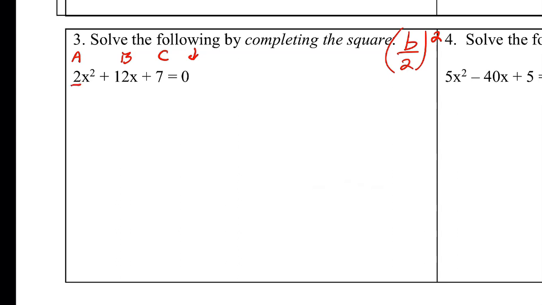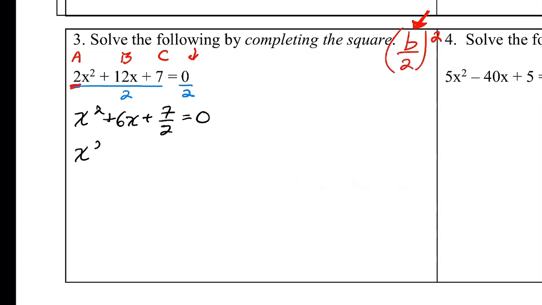Notice that your a value is 2. This formula here only works if your a value is 1. So what we should begin by doing is divide everything by 2 to get rid of that 2. So that gives us x squared plus 6x plus 7 over 2 equals 0. And when we complete the square, I like to move the constant to the right side to make a little space.